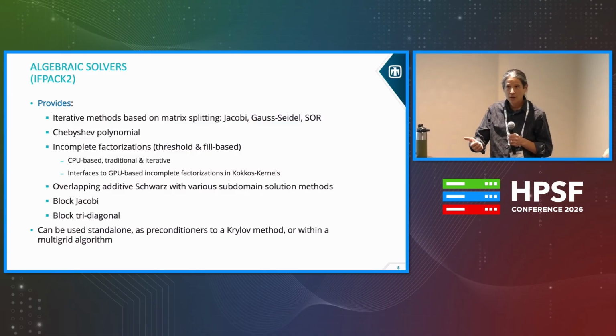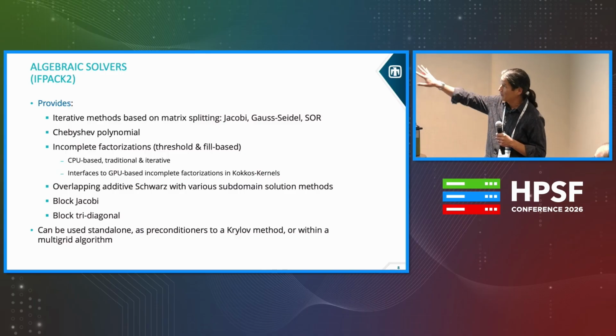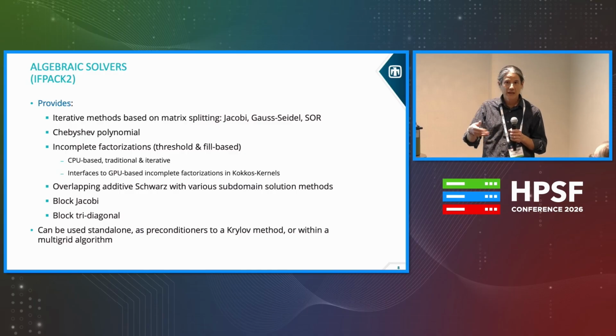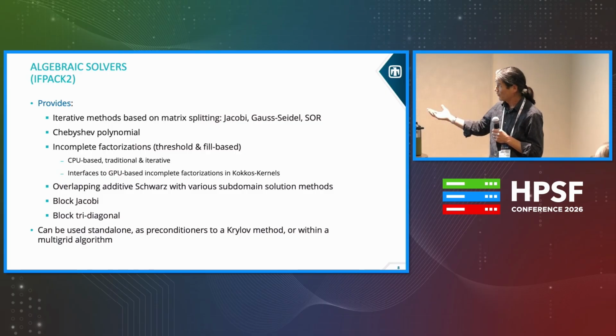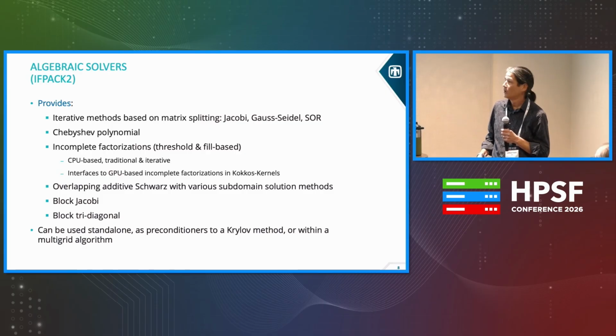If you wanted to move on and do something heavier duty, like an incomplete factorization, you can get that as well. There are CPU-based factorizations, both traditional like ILUK or ILUT. There are also iterative factorizations in there. And then Ifpack2 also has interfaces to incomplete factorizations that are available in Kokkos Kernels. So if you're running on a GPU and you wanted to invoke those, you could use those as well.